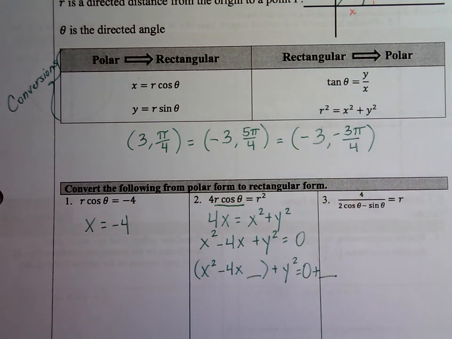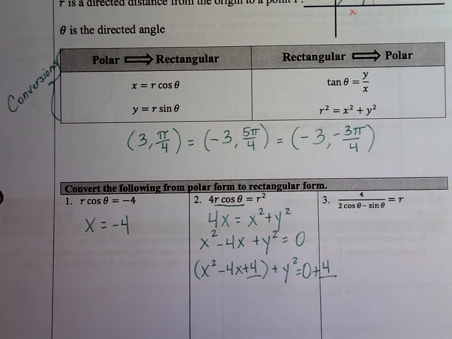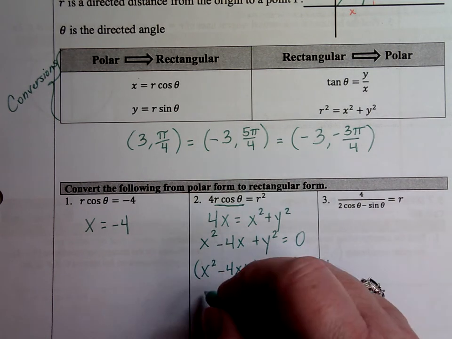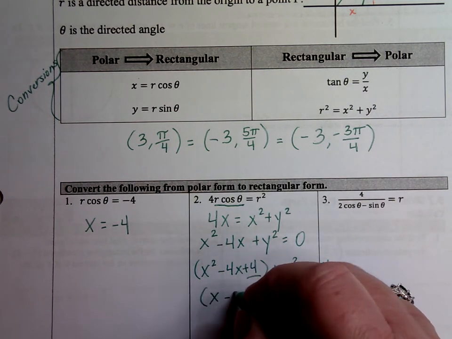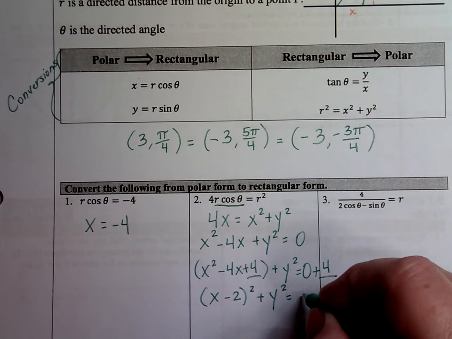So if you remember with completing the square, it's half the middle term squared. So negative 4 divided by 2 is negative 2. Negative 2 squared is 4, so plus 4 here. Algebra balance makes me add 4 to the other side. If I were to factor this, it's (x minus 2) quantity squared plus y squared equals 4.